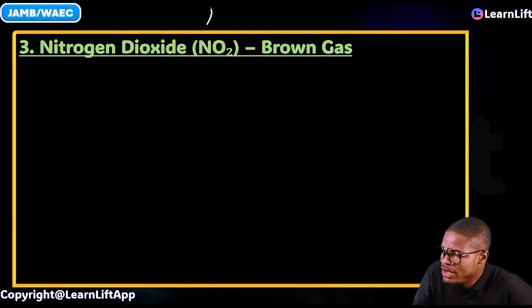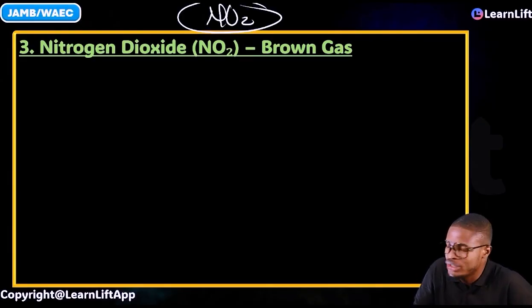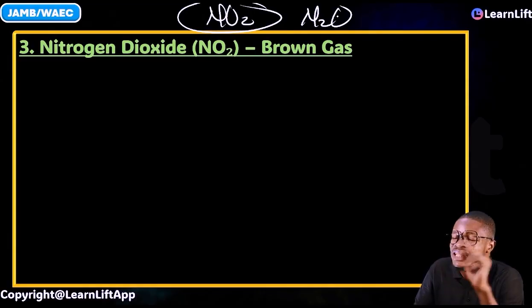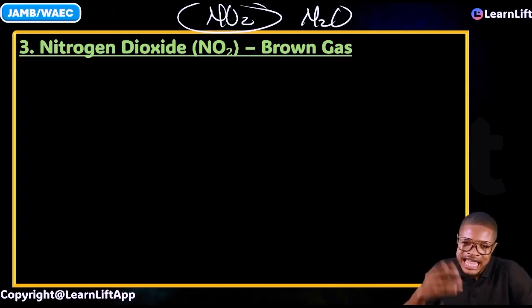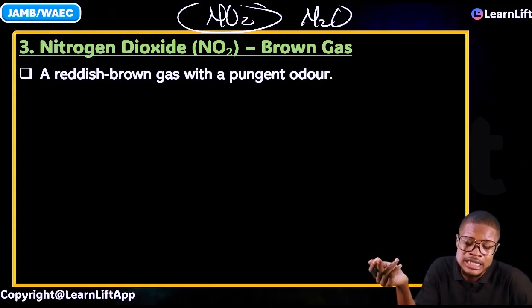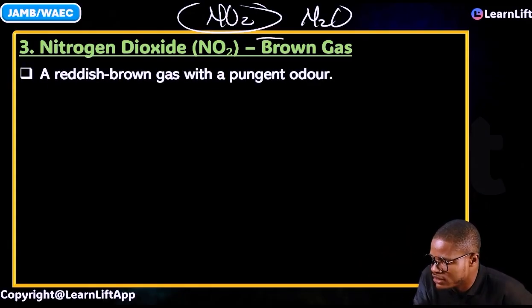Number three is your nitrogen dioxide. Now, your NO2 is your nitrogen dioxide. Again, come with me. Your N2O, what is N2O? It is dinitrogen(I) oxide. Beautiful. Let's dwell on your nitrogen dioxide. It is a brown gas. That's number one, first, before we even move.